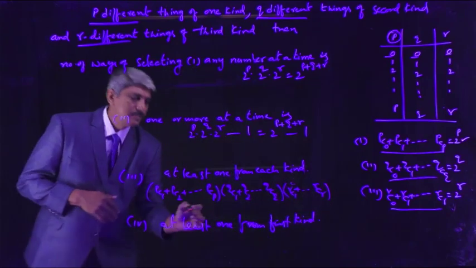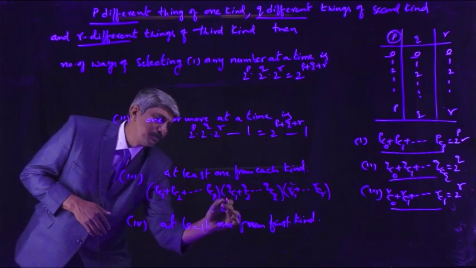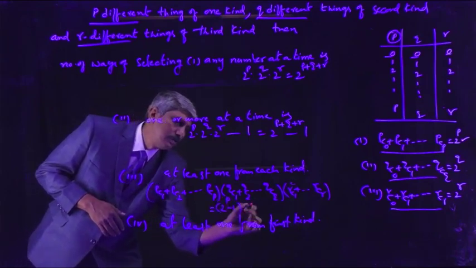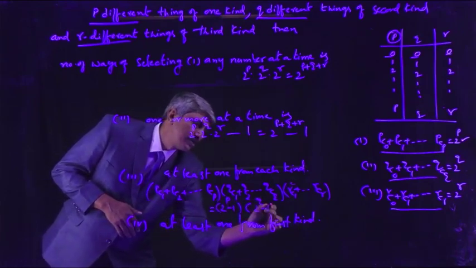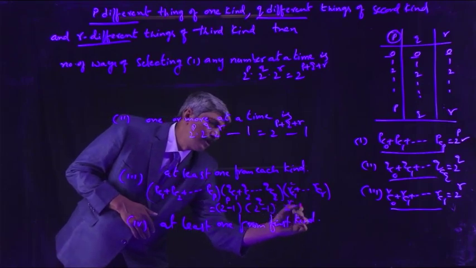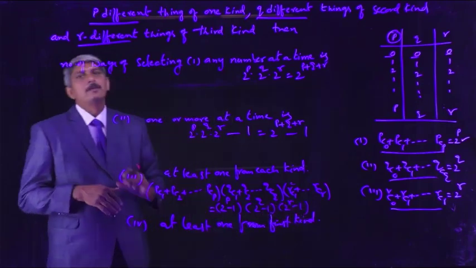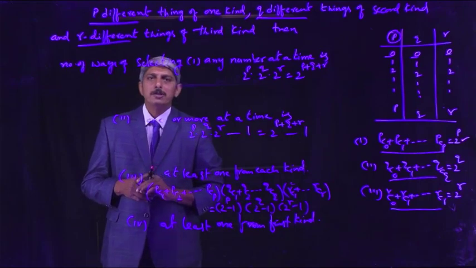This is equal to how much? 2 power P minus 1, times 2 power Q minus 1, times 2 power R minus 1, because the sum of the binomial coefficients is 2 power n.